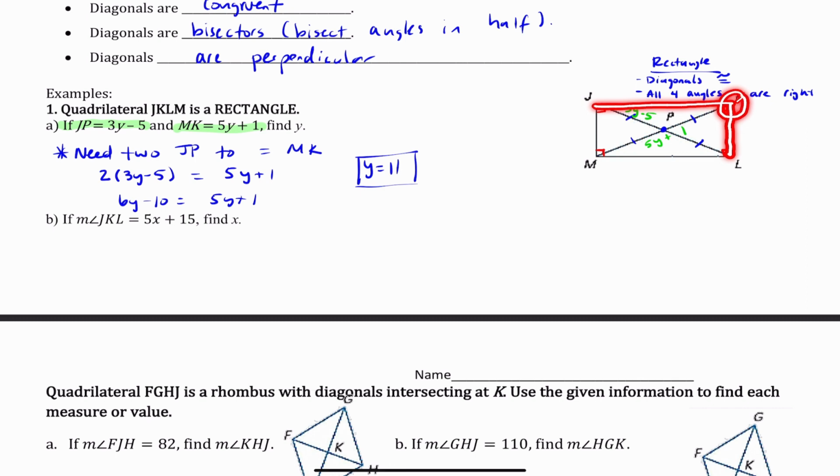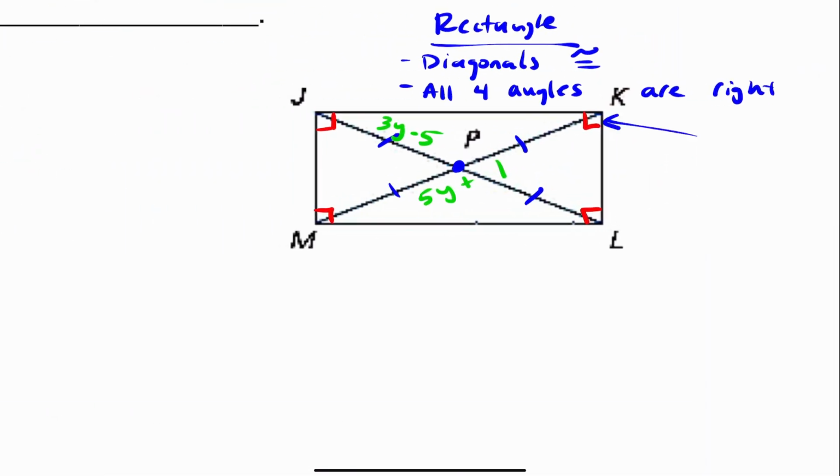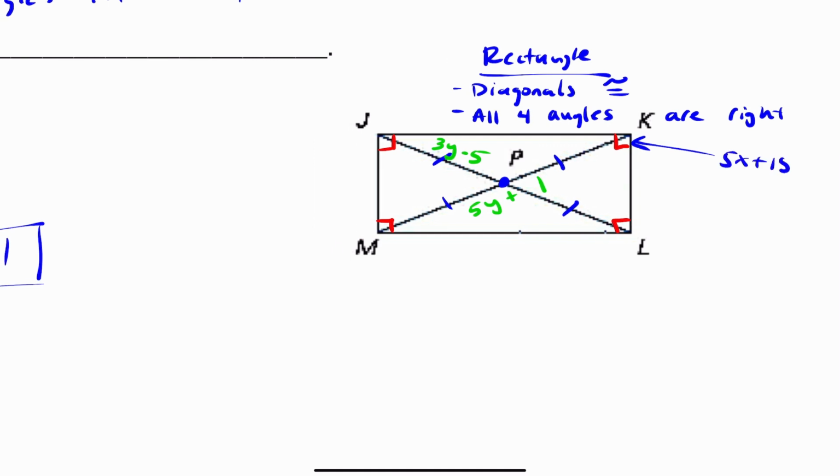It's referring to that angle. JKL is currently 5x plus 15. So this angle here is 5x plus 15. But note that that angle is also 90 degrees, right? We can see it. This is also 90 degrees.